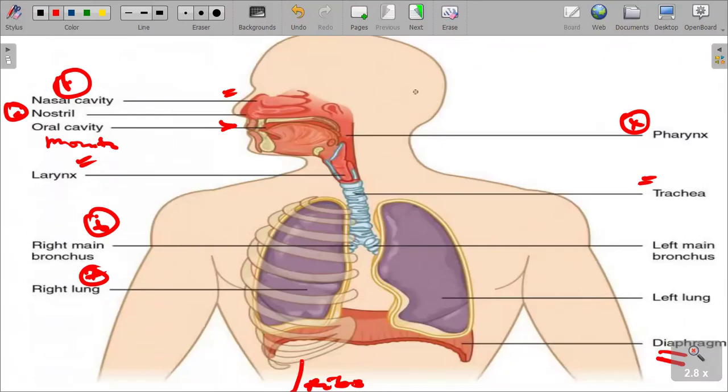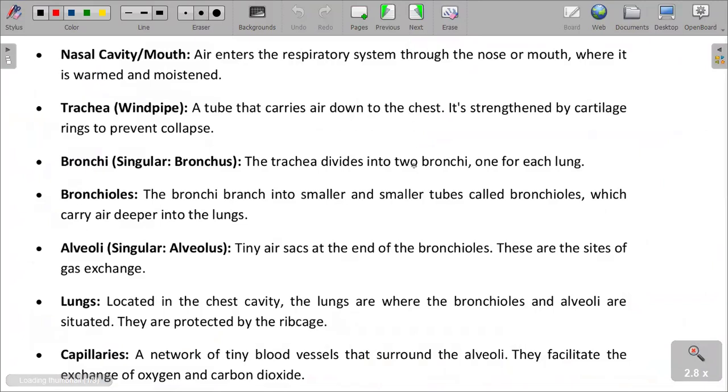So let's talk about the functions of the parts that we have identified. The nasal cavity and the mouth allow air to enter the respiratory system. Air enters through the nose and mouth, where it is warmed and moistened, so that it can be usable in the body.